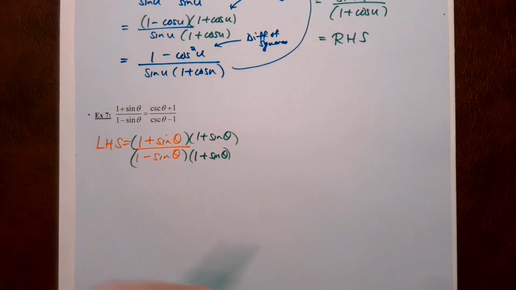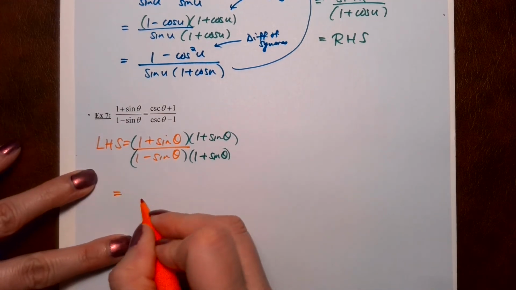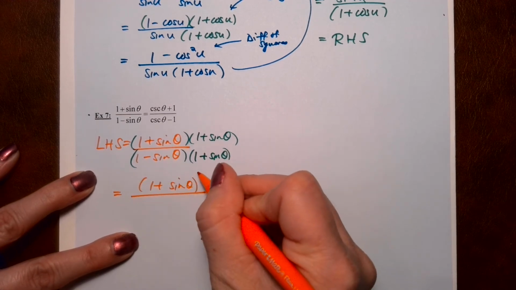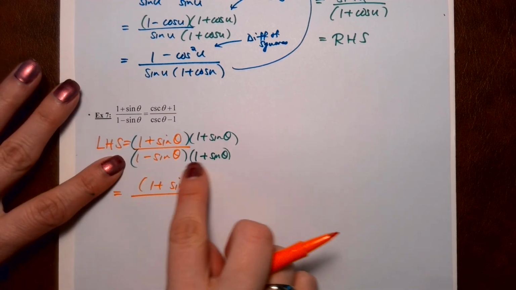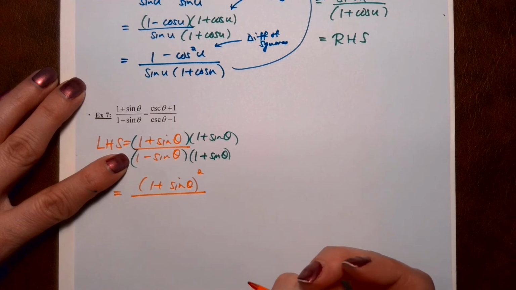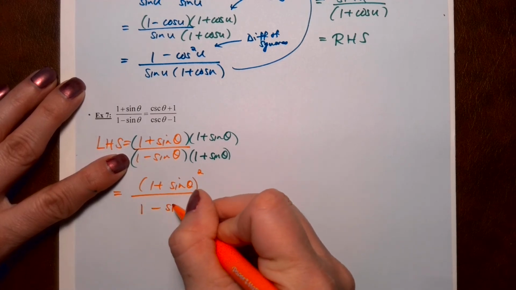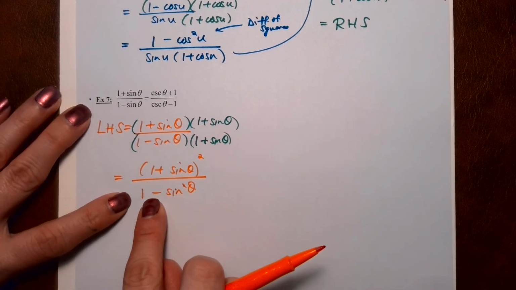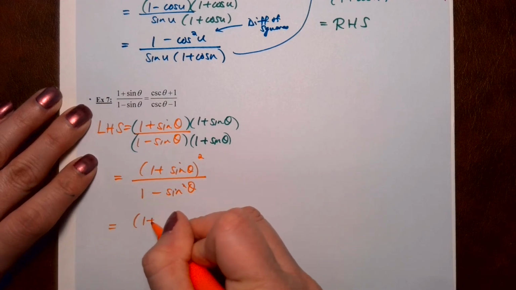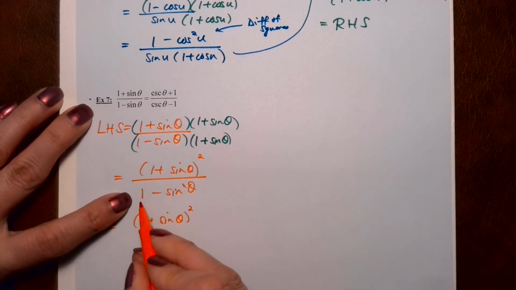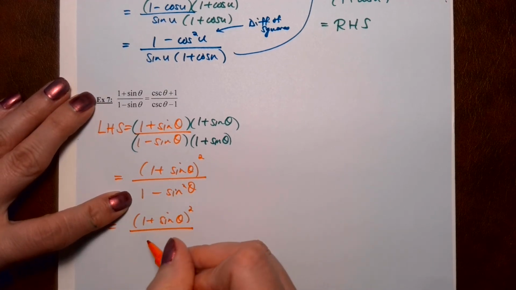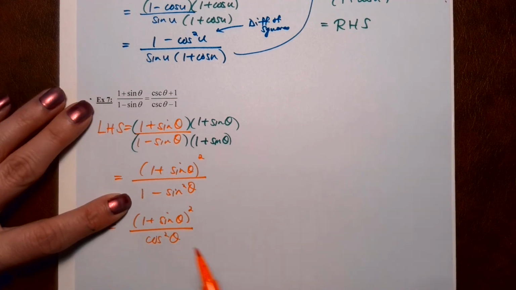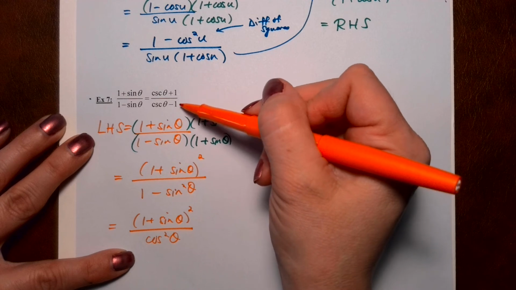Okay, so in the numerator, we have 1 plus sine. I'm going to write that as quantity squared. The denominator, I'm going to go ahead and multiply up because that's going to make conjugates, right? 1 minus sine squared of theta. Okay, which is an identity. So let's see. The denominator, instead of that, can be written as cosine squared of theta. Okay, let's see. That's not what we have here.